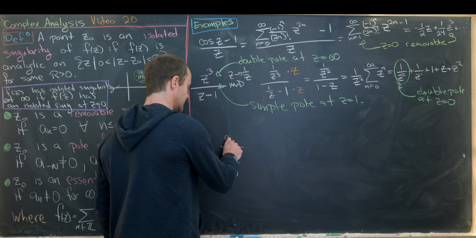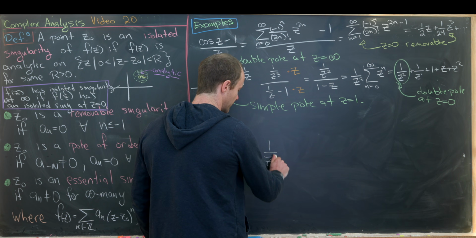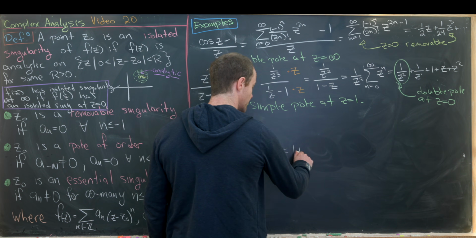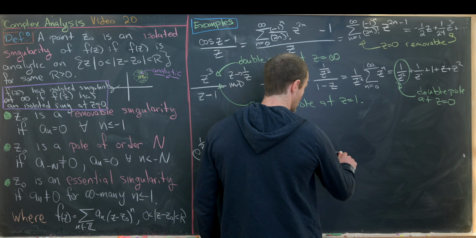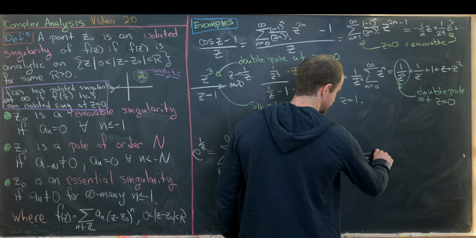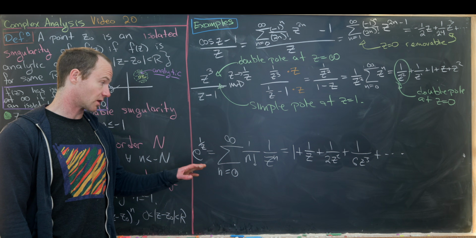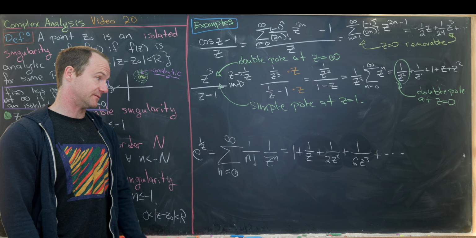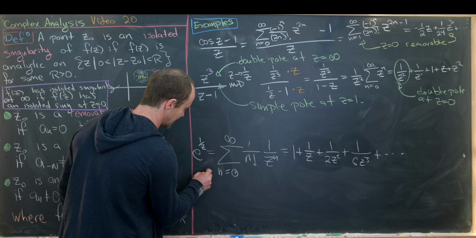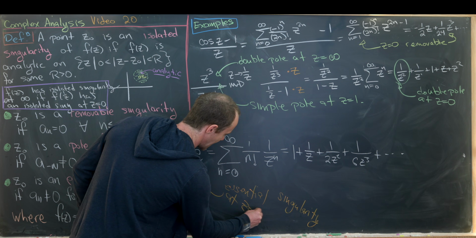So this is the sum as n goes from 0 to infinity of 1 over n factorial, and then 1 over z to the n. That expands out as 1 plus 1 over z plus 1 over 2z squared plus 1 over 3 factorial, which is 6z cubed, plus dot, dot, dot. Notice there will be infinitely many terms that have z's in the denominator here. So that means that this is an essential singularity at z equals 0.